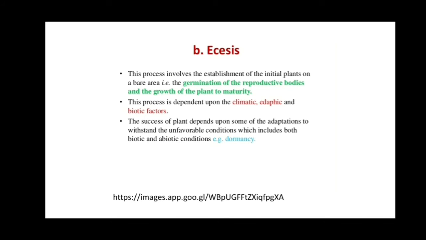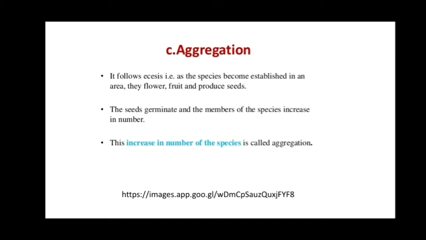What is ecesis? Ecesis is the establishment of the initial plant on a bare area, from the germination of the reproductive bodies and the growth of the plant up to maturity. This process is dependent upon climatic, edaphic, and biotic factors. Edaphic is a soil-related factor like water holding capacity. The success of a plant depends upon some adaptations to withstand unfavorable conditions, which include both biotic and abiotic conditions, for example dormancy.